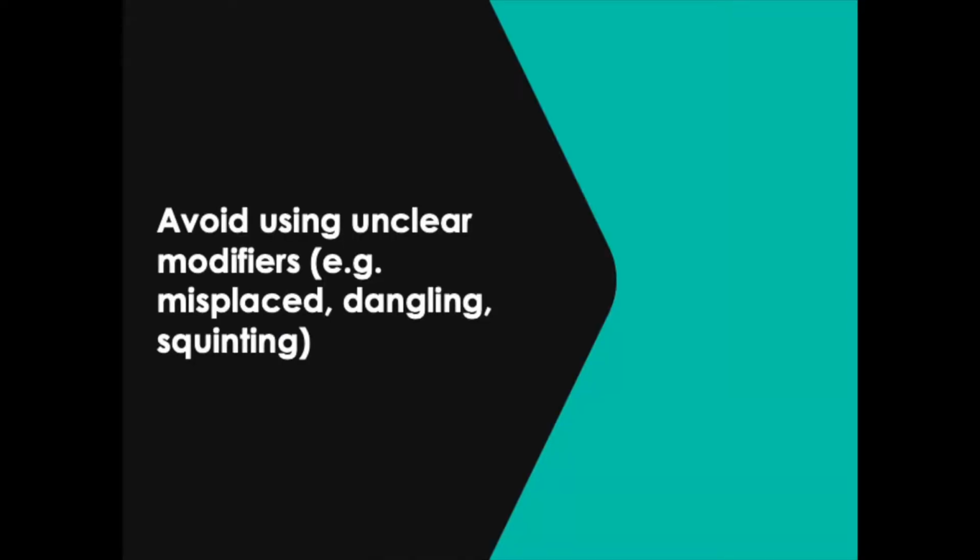The next topic we're going to cover is how to avoid unclear modifiers. These include misplaced modifiers, dangling modifiers, and squinting modifiers. Now don't worry, I'm not going to expect you to learn these terms. They're kind of difficult concepts, for me anyway.